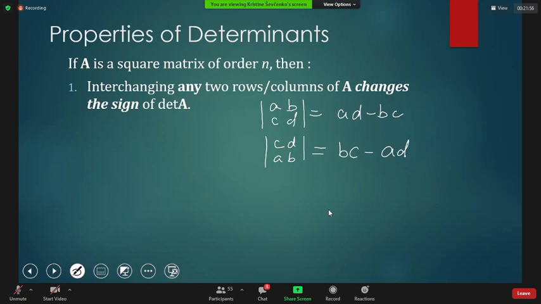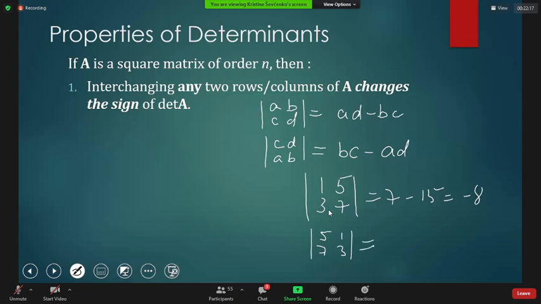So this is an illustration, but in principle, we see that if the determinant, for example, 1, 5, 3, let's say 7, is 7 minus 15 is minus 8, then I might exchange 2 rows or 2 columns. Now let's try the columns, 5, 7, 1, 3. Now I have 15 minus 7 is plus 8. And this happens also in bigger determinants, in higher order determinants, 3 by 3, 4 by 4, and so on and so on.